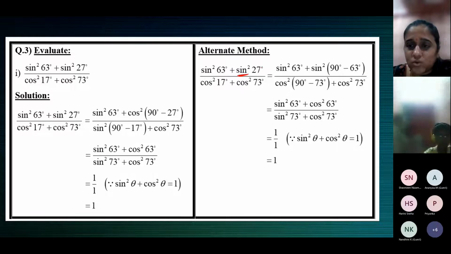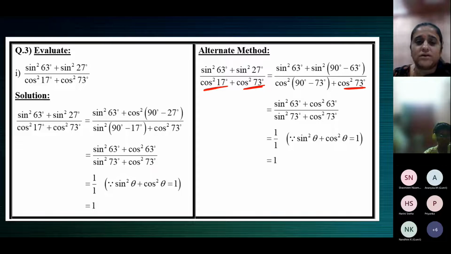So I've written the sine square as it is. 27 is written as 90 minus 63, which is the same 27. So no change in the first step. Now this one looks like sine square 90 minus theta. Sine square 90 minus theta is cos square theta. So in the next step, you can see cos square theta, where theta is 63. Cos square 63.